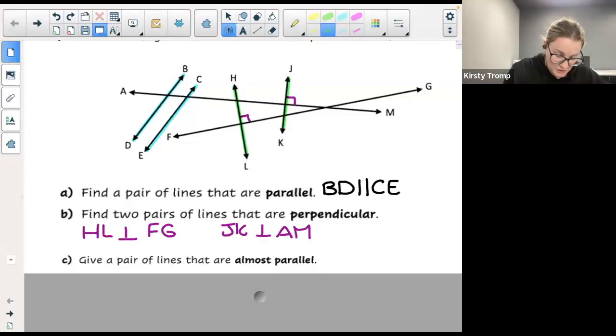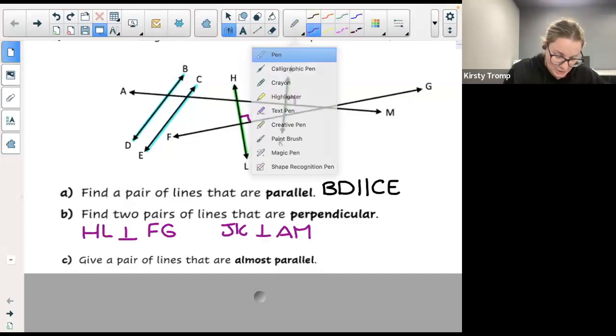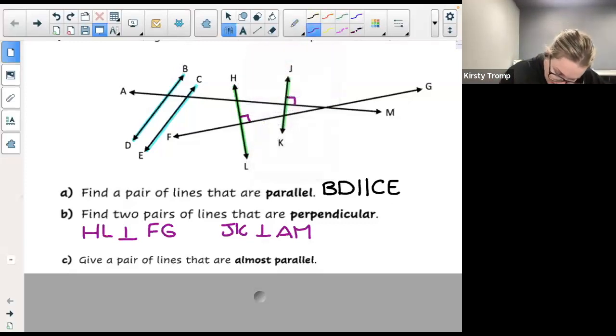Well done. So if we want to write those now, Tamian, stay with me. We're going to say HL and JK. And are they parallel? They're not parallel, do you agree? Yes, ma'am. They're almost parallel, but they're not parallel. Does that make sense? Yes, ma'am. Awesome. Well done. Thank you so much for your help.